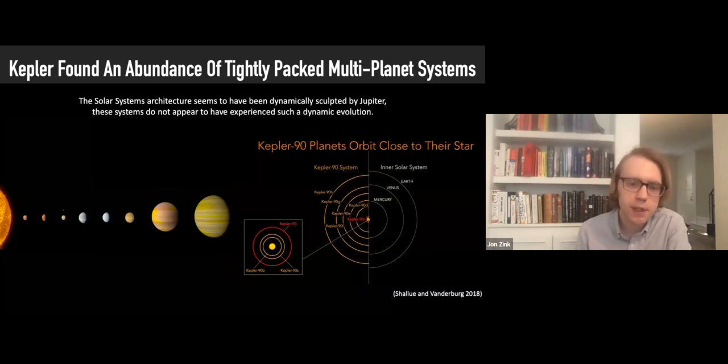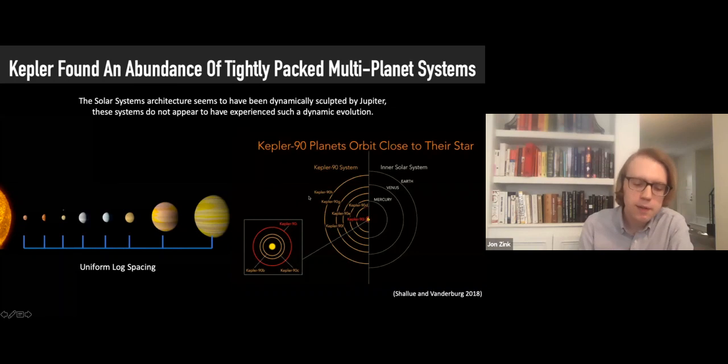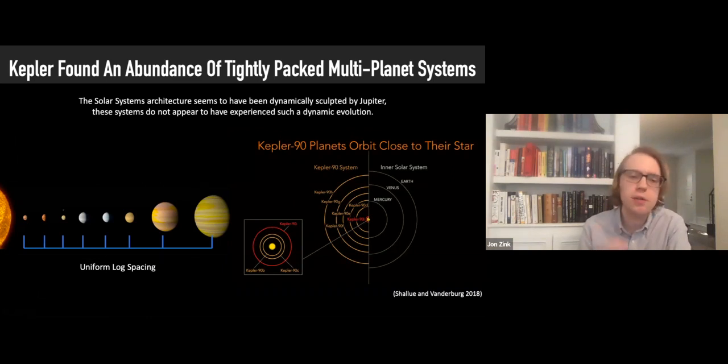Furthermore, there were a few other unique features found in these multi-planet systems. So when we looked at the total systems, we noticed that most of them were in uniform log spacing. So that means they were really, really nicely organized.